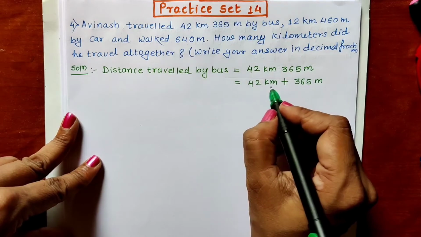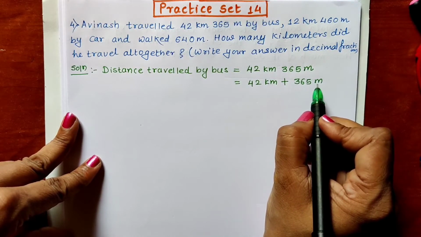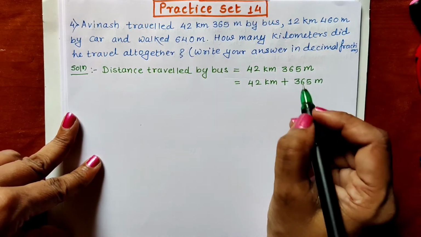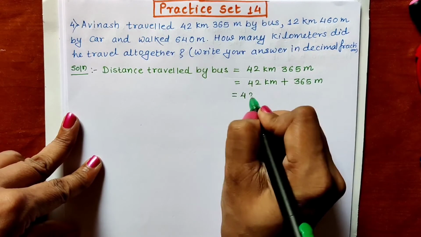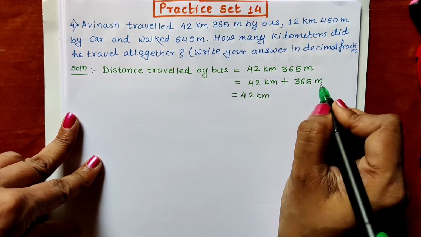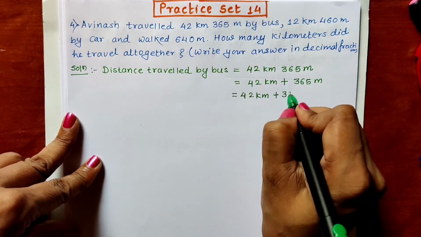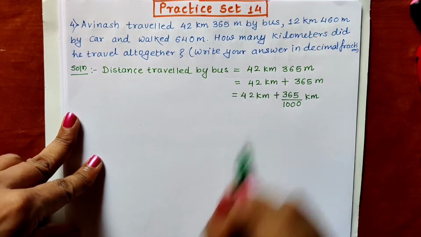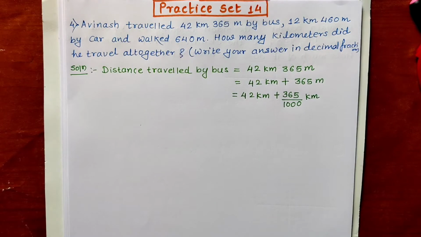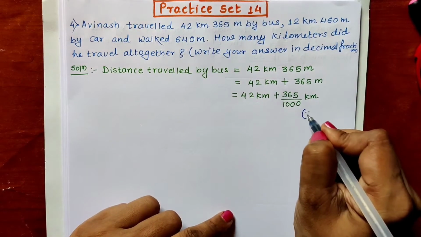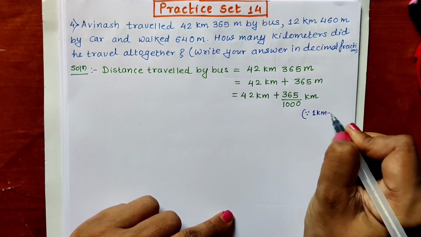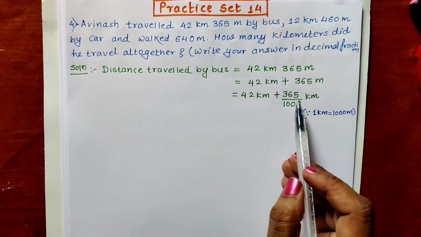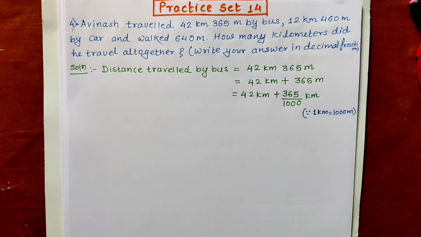Now 42 is in kilometer. We want to convert this 365, which is in meter, into kilometer. So 42 kilometer we write as it is. And for the conversion of 365 meter into kilometer, what should be done? We have to divide this 365 by 1000 and then we can write it in kilometer. Why have we done this? Because we know that 1 kilometer is equal to 1000 meter, and that's why 365 meter is equal to 365 upon 1000 kilometer.